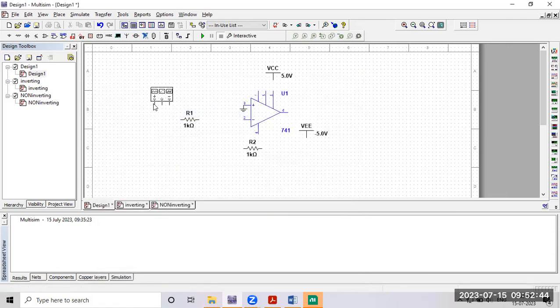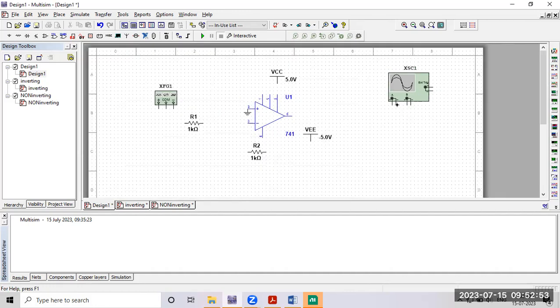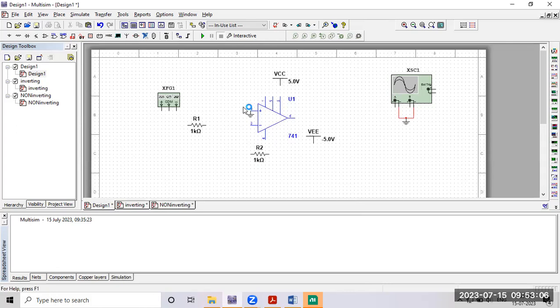Next, this is our signal generator, and choose a two channel oscilloscope. The first step is we should do this negative ground. Copy, paste. Then get into this. Pin 7 is positive VCC. With Control R we can rotate this. VEE is connected to pin 4, which is negative VEE.